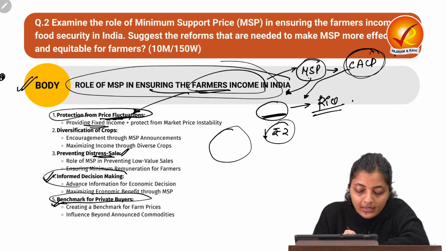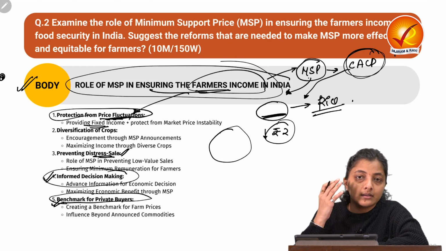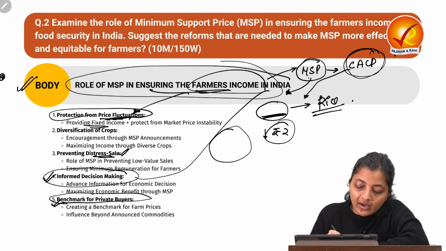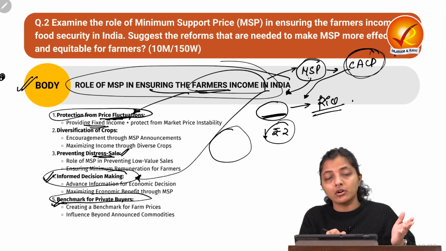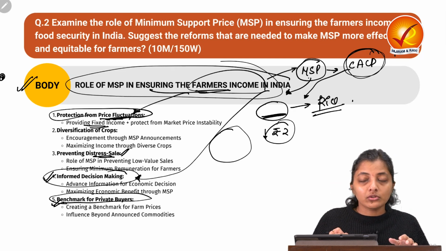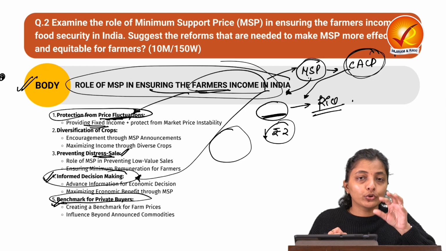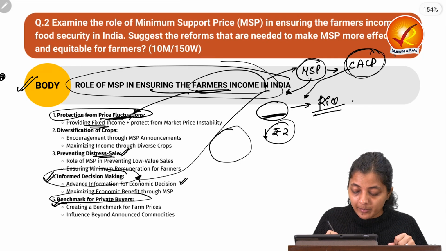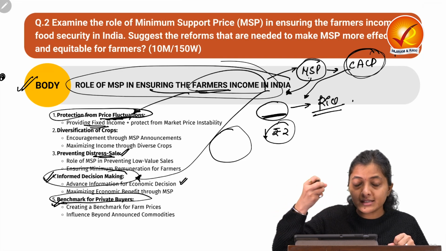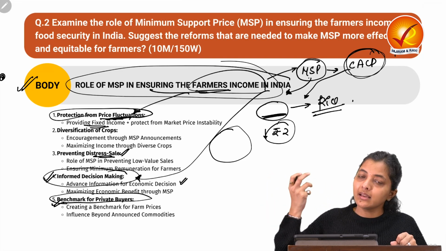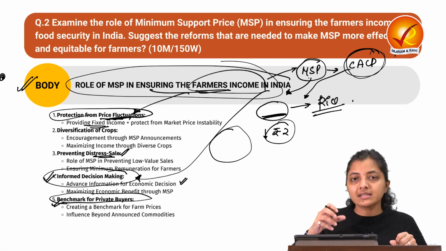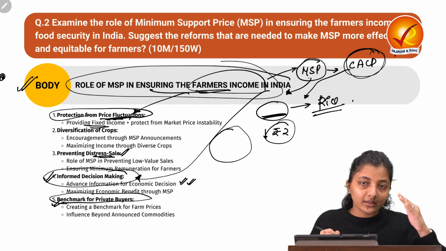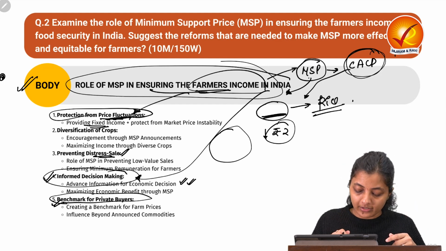Next, because this is declared before the sowing season, it helps the farmer take a prior, pre-informed decision. Now the farmer knows that if I sow this product, I'll get this much money. If the farmer has a benefit in any other product, like if he has explored some niche market for other products, then he can go along with that. Otherwise, he does not have any option. So he can also produce the MSP notified products. He can sow those products also.